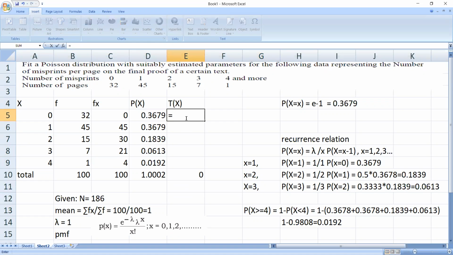Now compute the frequency. So every value into 100, so it is 37, 18, 6 to 63. So total comes to 100. Don't write direct indicators; write fx and write the approximation.